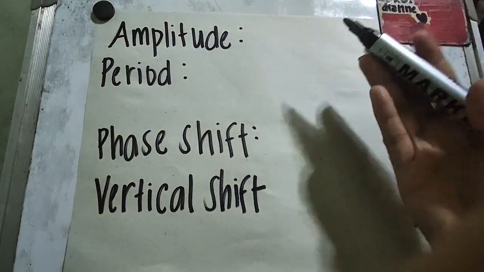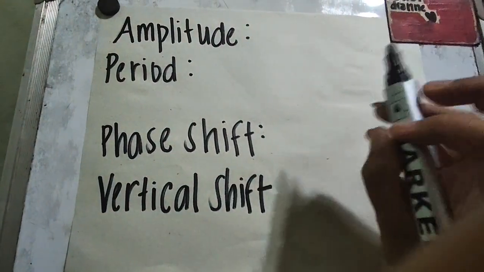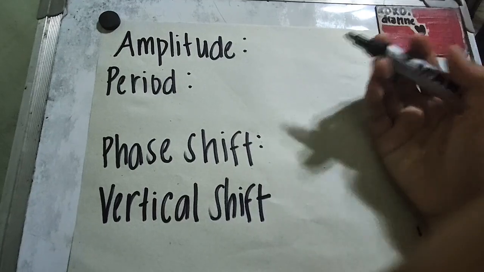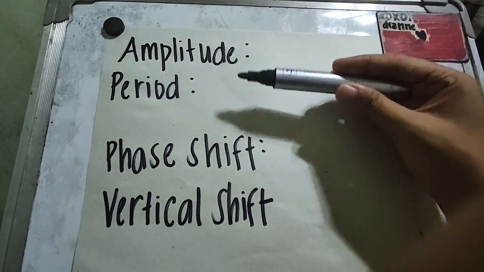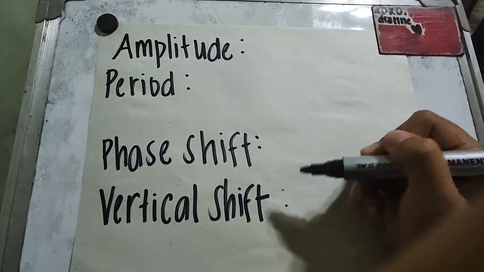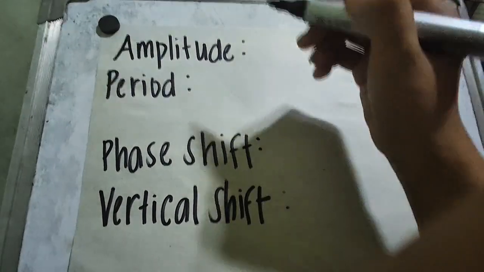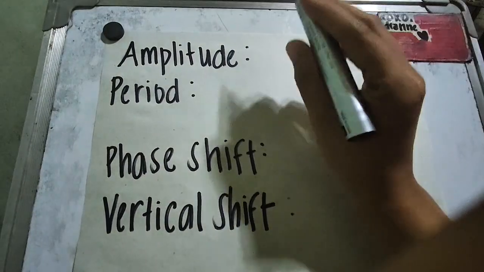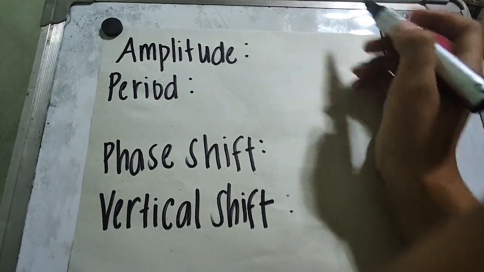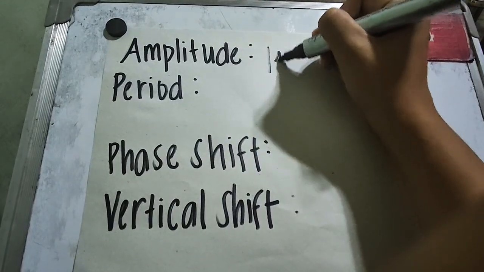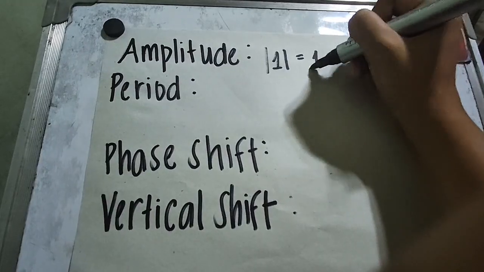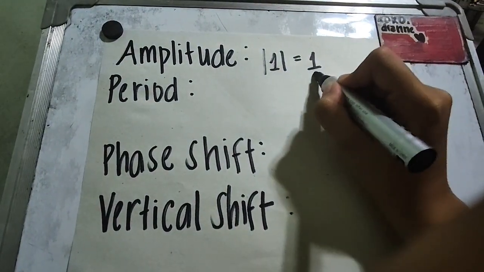Now that we have identified the parts of the sine function, we will go into step 1 in graphing a sine function, which is determining the amplitude, the period, the phase shift, and the vertical shift. Let's start with the amplitude. To get the amplitude, we get the absolute value of A, which is 1. The absolute value of 1 is 1. So our amplitude will be 1.